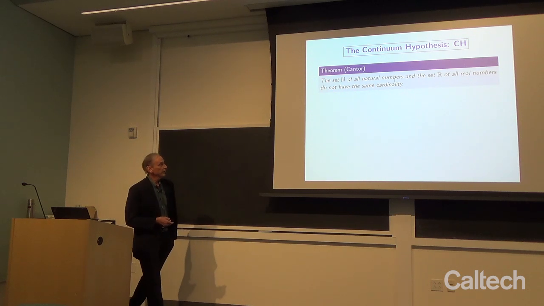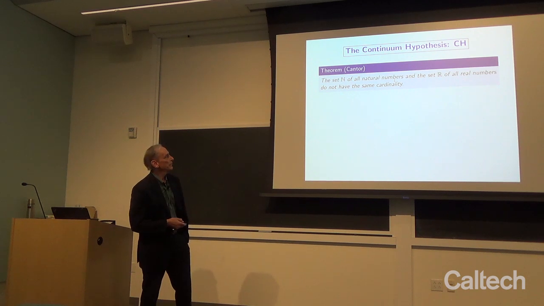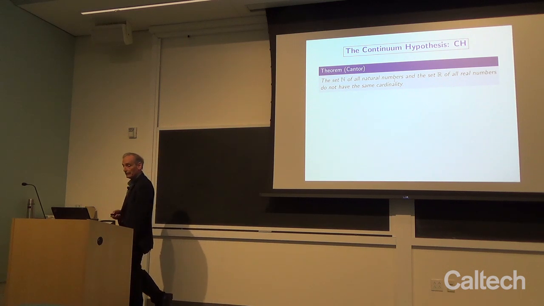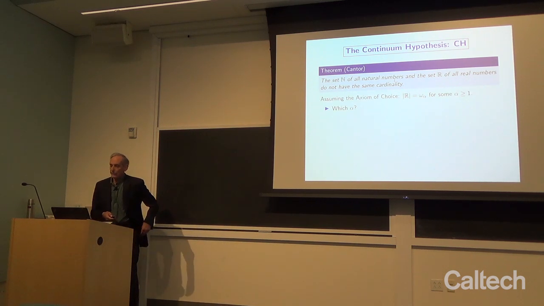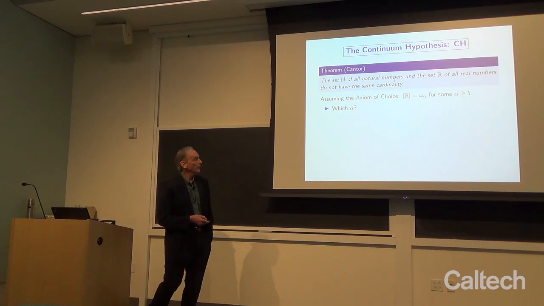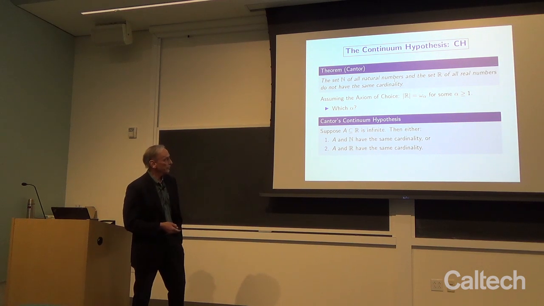All right, so now we come to the continuum hypothesis. It starts with the theorem of Cantor. If you let N be the set of natural numbers and R the set of real numbers, they do not have the same cardinality. Different sizes of infinity. Assuming the axiom of choice, the cardinality of the reals is omega_alpha for some alpha. Which alpha? The continuum hypothesis is the assertion that if you have an infinite set of real numbers, then either it has the same cardinality as the natural numbers, or it has the same cardinality as the real numbers.